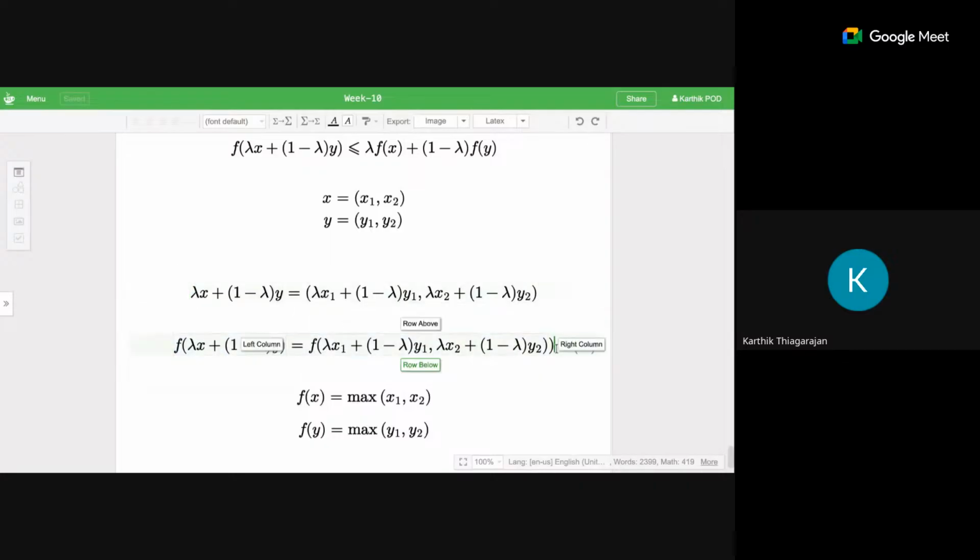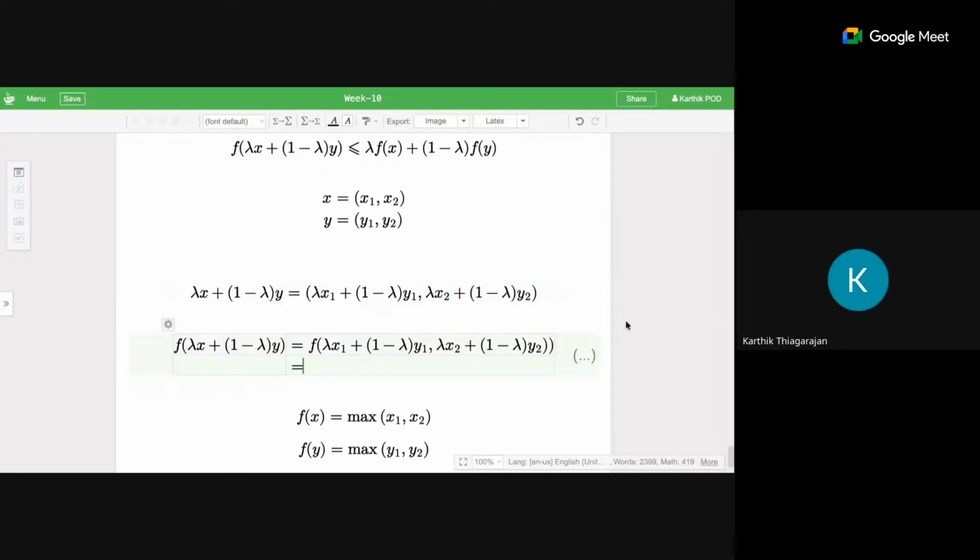Okay, so now this is what? F of this big thing is what? Maximum of those two coordinates. Yeah, maximum of these two. So lambda x1 plus, comma, this. Okay.